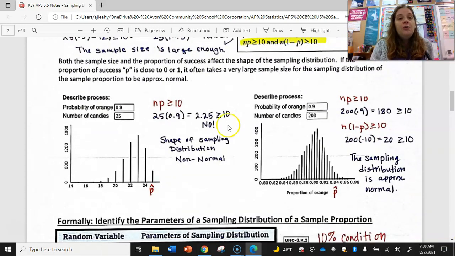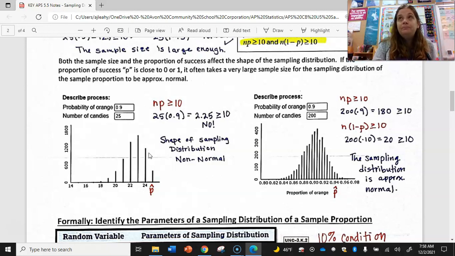Okay, so for example here, if my probability of orange was 0.9 and I took a sample of 25, n times p gives me 22.5, no wait, 2.25. That is not greater than or equal to 10. And if I actually run this sampling distribution in my applet, can you see the skew to the right? Which means if it's skewed, I can't use any of my normal distribution business. I can't use normalcdf. I can't use the business with the percentiles, inverse normal, any of that.